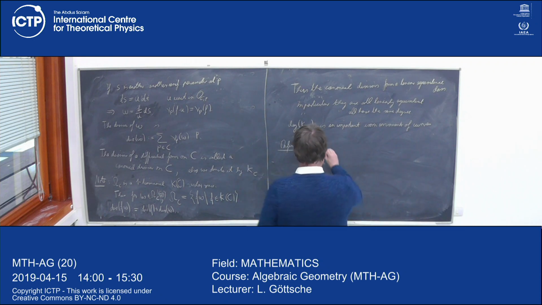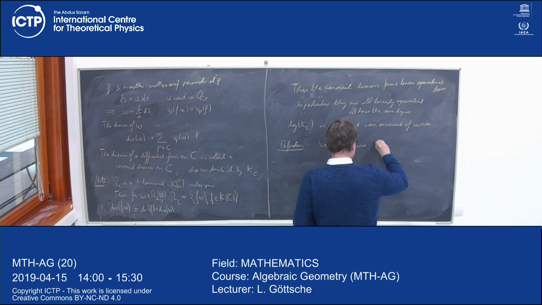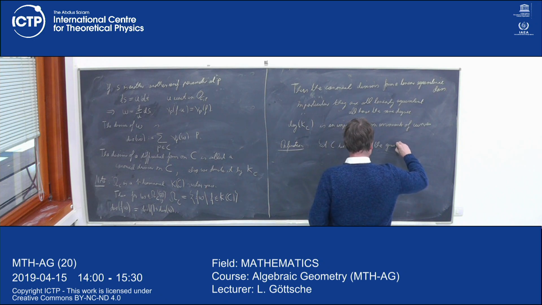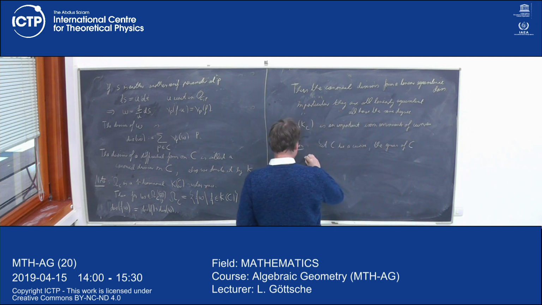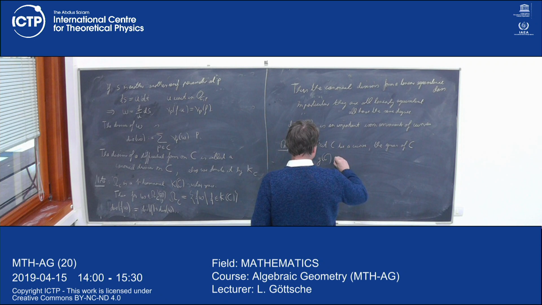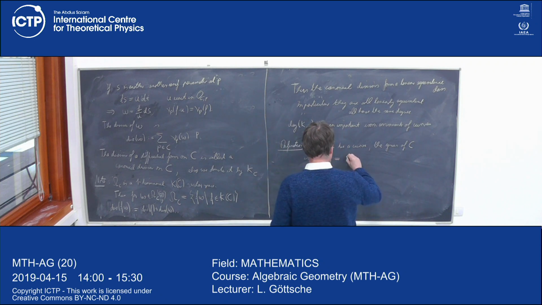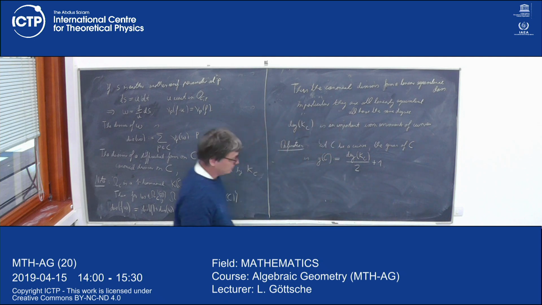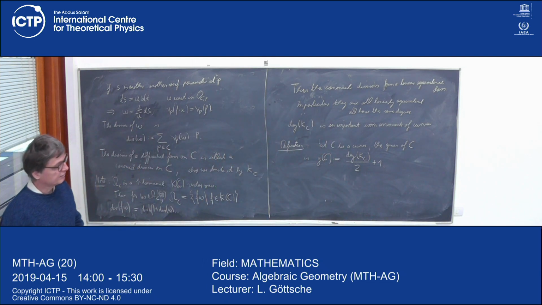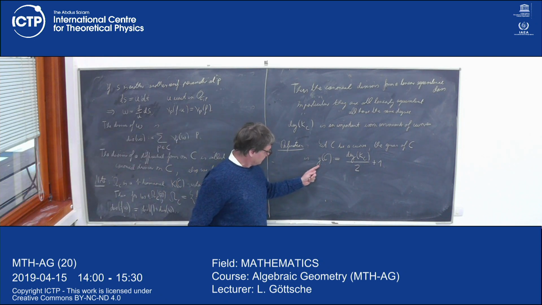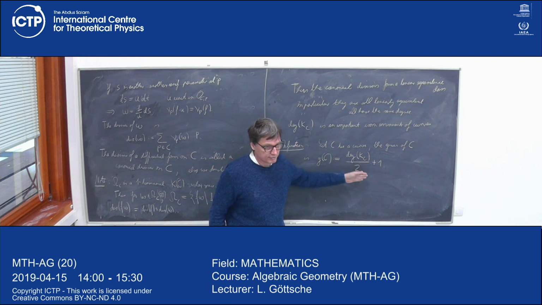So let's see the curve C. So the genus of C, G of C, is defined to be, so I take the degree of this K_C, I divide by 2 and add 1, and this is the genus. There's another equivalent definition which if we have time we get to later, but I maybe doubt it. Anyway, this is a very important number that's associated to every curve.